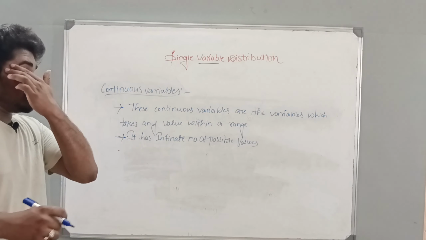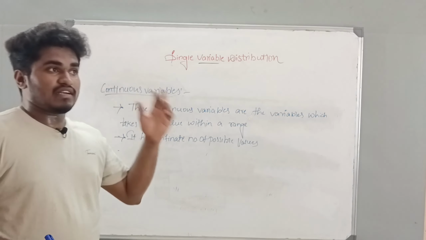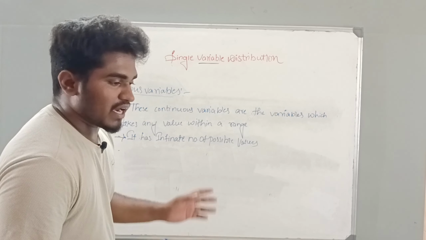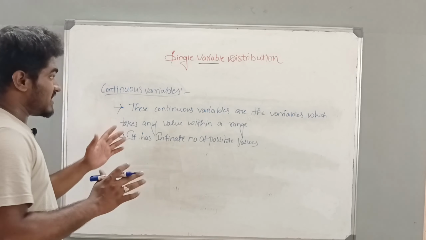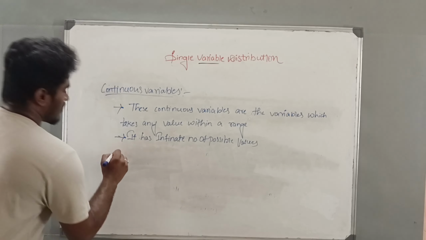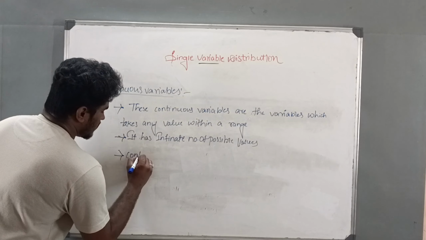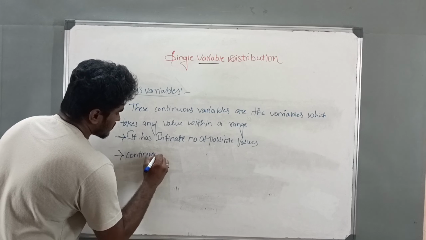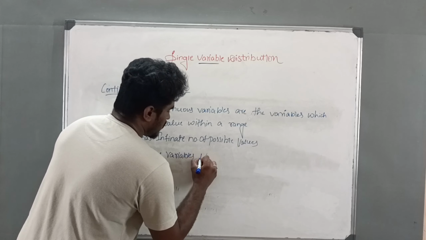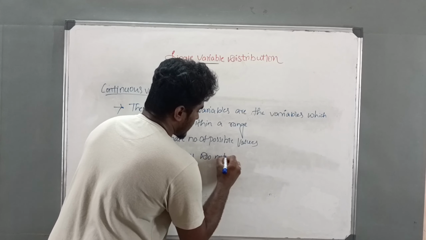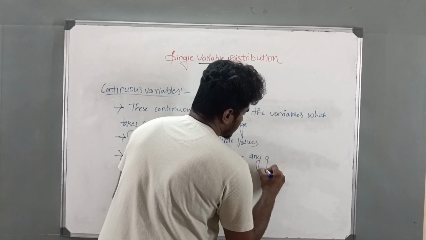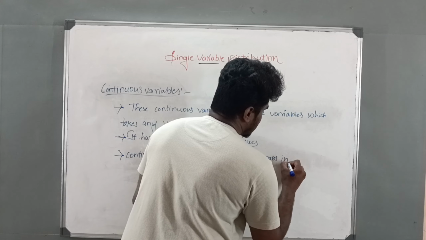In the discrete variable, we discussed that there might be gaps between the data, right? But here it's not the case. Continuous variables do not have any gaps in data.